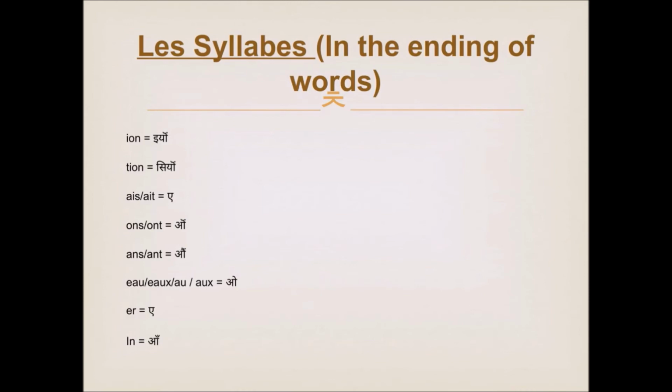EAU, EAUX, AU or AUX. When they come in the ending of the words, they will be pronounced as O. ER in the end of the word will be pronounced as A. IN will be pronounced as A.